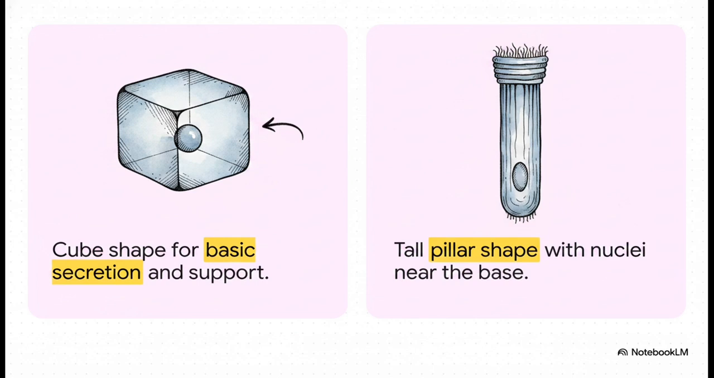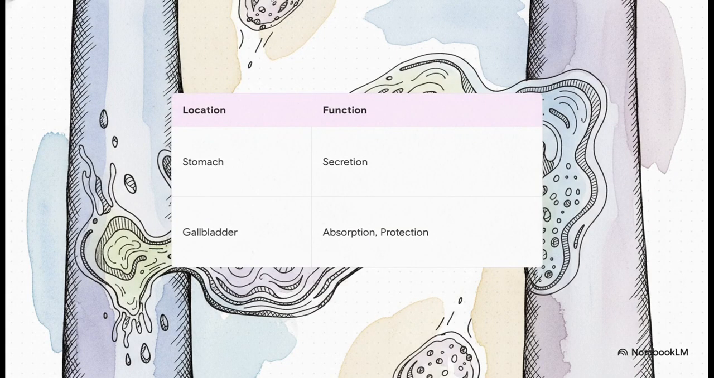And because of this tall stretch, the nuclei aren't perfectly central anymore. They get pushed down towards the basement membrane. Plus, this taller structure allows for some really advanced modifications on the top surface, like microvilli. This robust, pillar-like structure means simple columnar tissue can handle much heavier-duty environments.